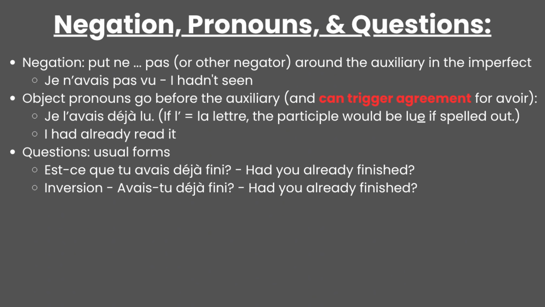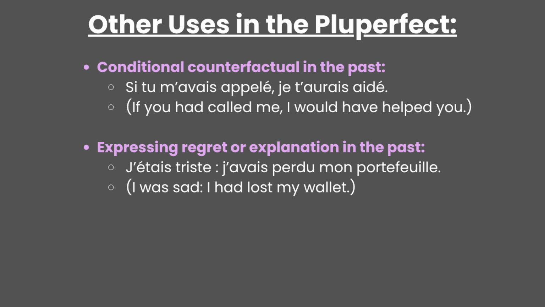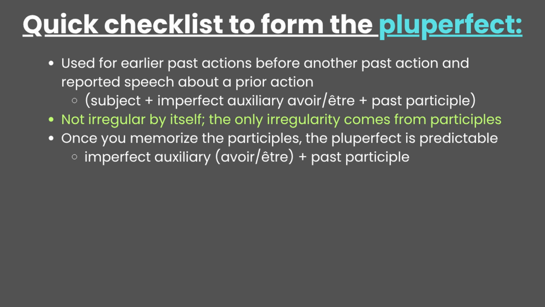All of these sentences are typical uses in the tense, but at the same time, it's possible to use the pluperfect for conditional counterfactuals along with expressing regret in the past. Si tu m'avais appelé, je t'aurais aidé. J'étais triste. J'avais perdu mon portefeuille. Even though these are typical uses in the tense, they are advanced and must be shown in a separate future video. Overall, this is how the pluperfect fully works in French.